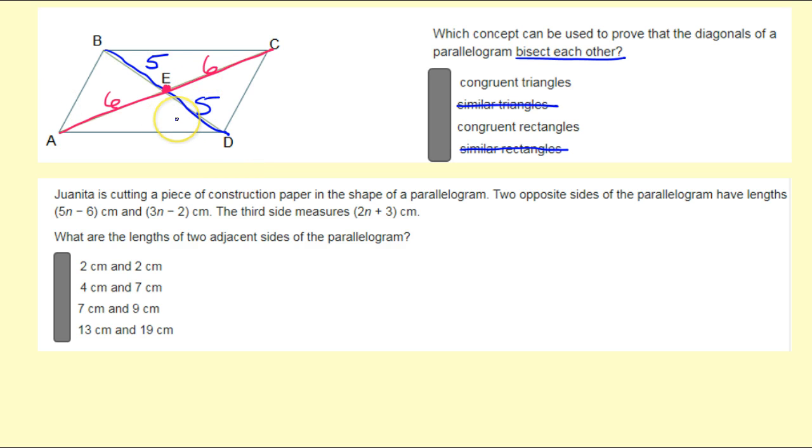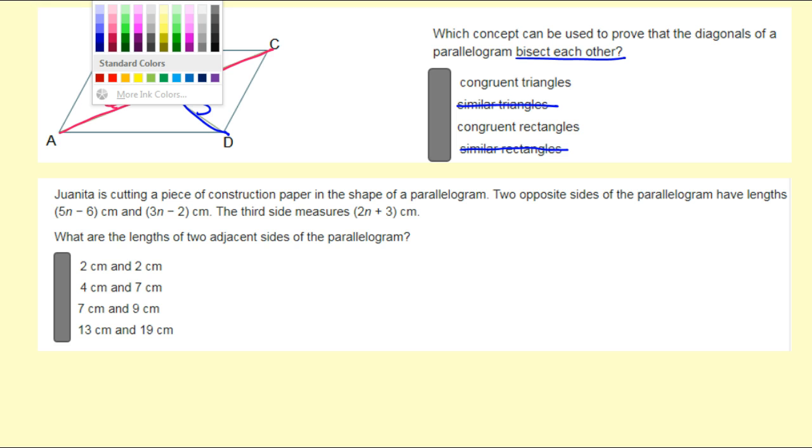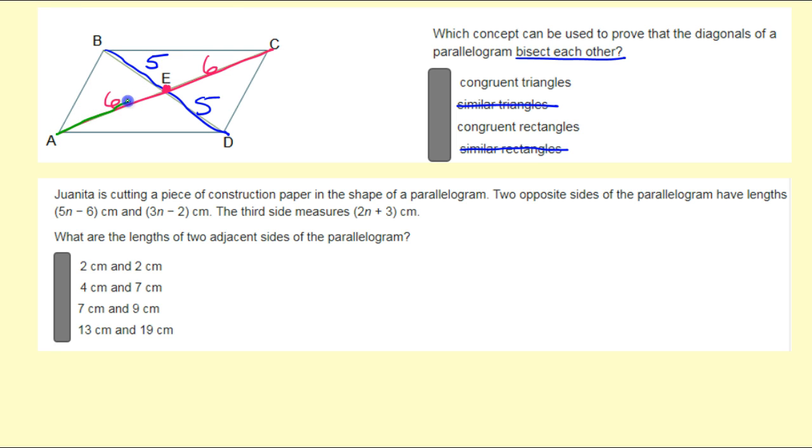Look at this picture. Do you see triangles in this picture, or do you see rectangles in this picture? I'm hoping you said triangles, because there are no rectangles in this picture. So for example, if we could prove that this triangle was congruent to this triangle, then these sides would be congruent to each other because corresponding parts of congruent triangles are congruent. And these sides would be congruent to each other for the same reason. But you need congruent triangles to do that.